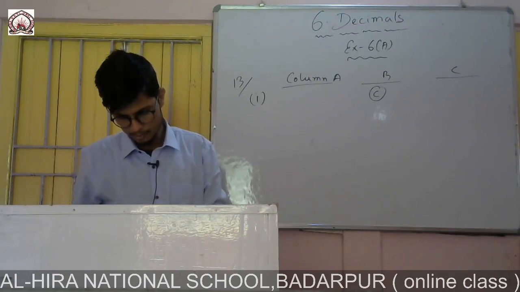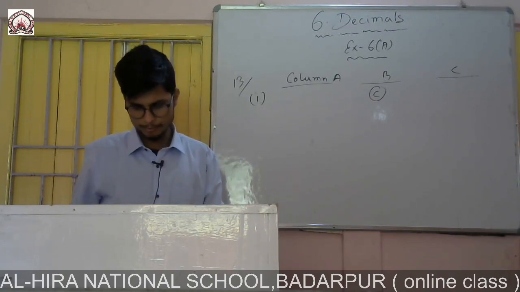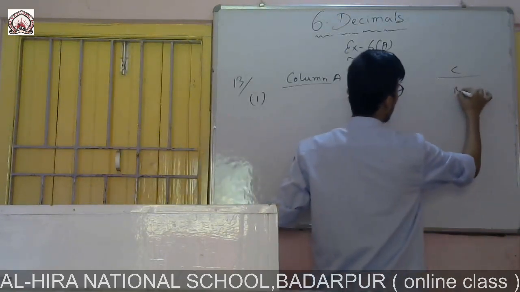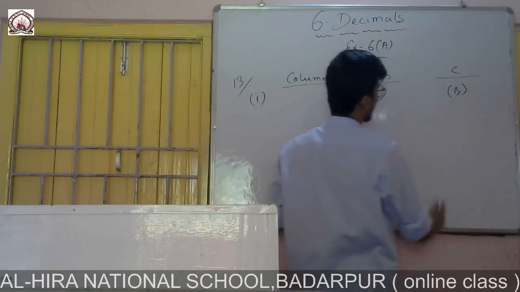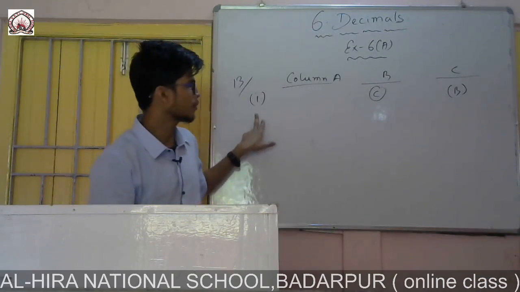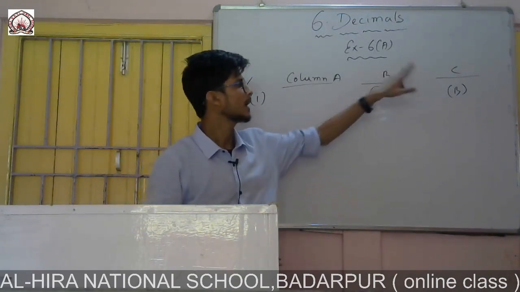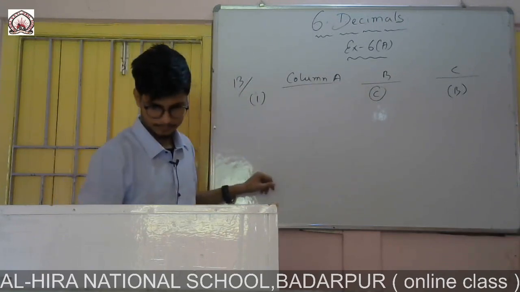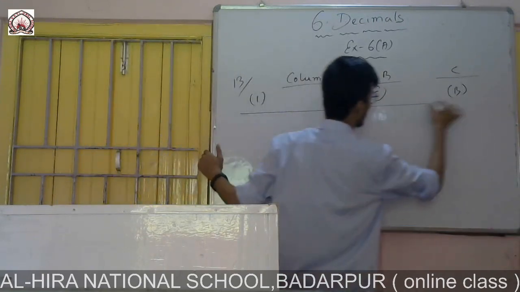So find out where it is written. It is written in option number B. You see, it is written 1.6. So this is the answer. Option number B, Roman number 1. In column B the answer is C, and in column C it is option number B. Okay, this is one line.